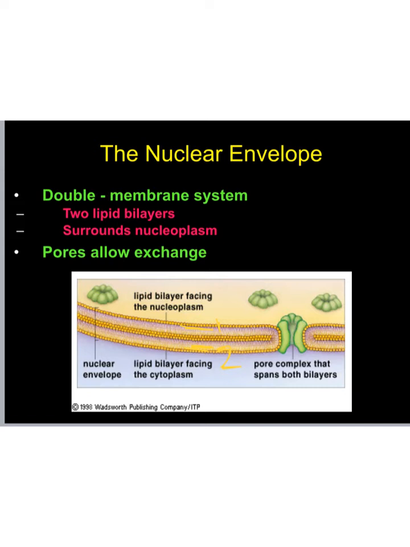And surrounding the nucleoplasm. We also do have pores along that nuclear membrane that allows for exchange of material. So some things get to go in, some things get to come out, but again, it is tightly regulated.